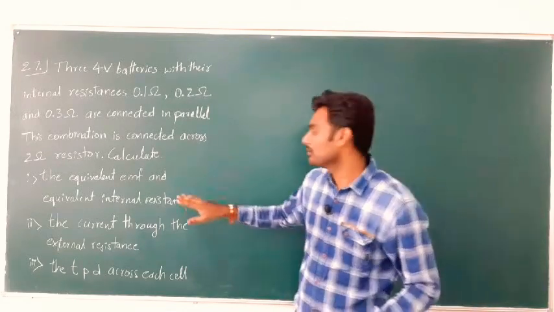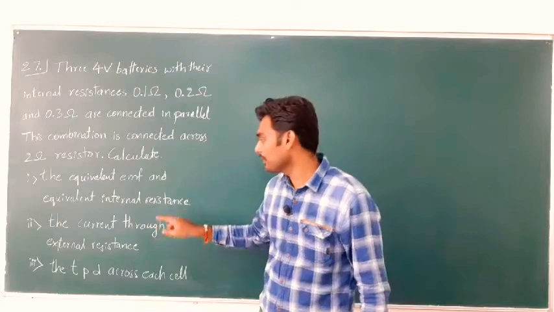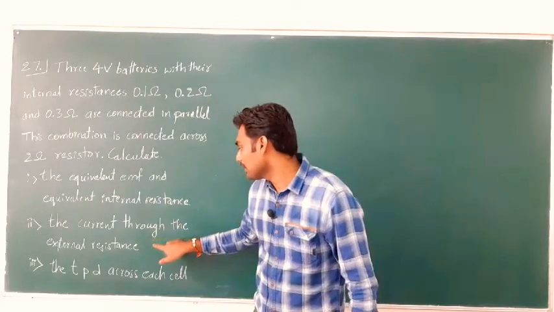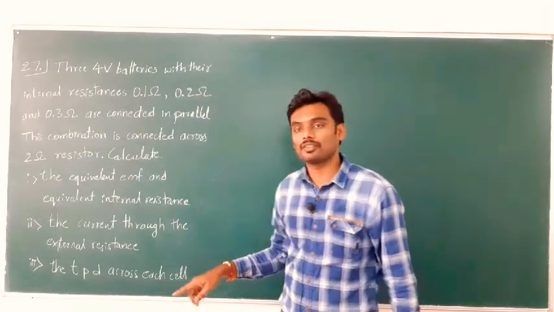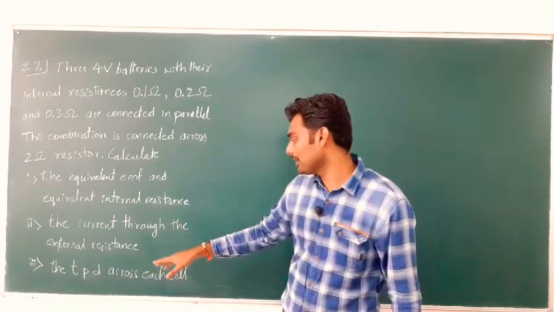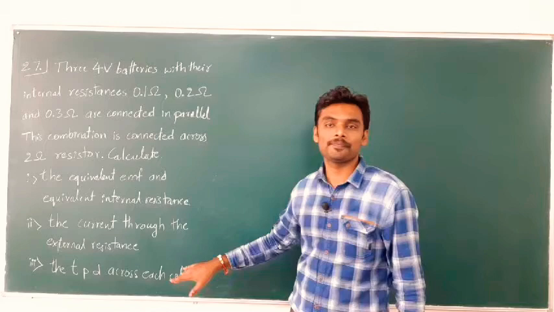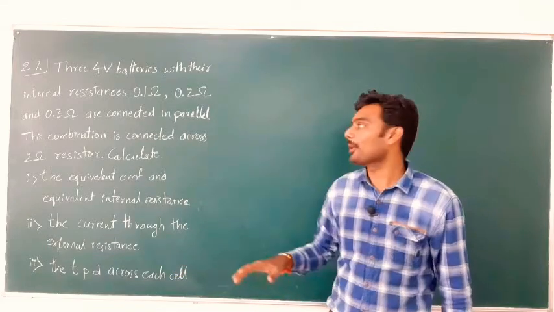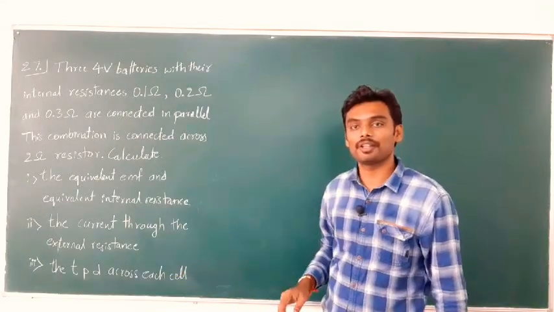This is the first sub question. Then second, the current through the external resistance. Third, the terminal potential difference, TPD, across each cell. Okay, this is the 27th question which we are going to take now.